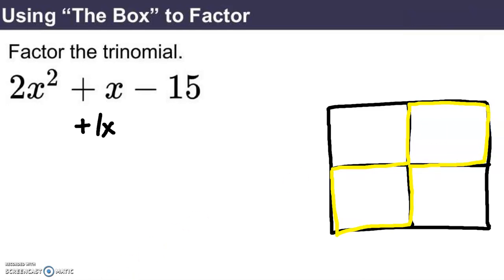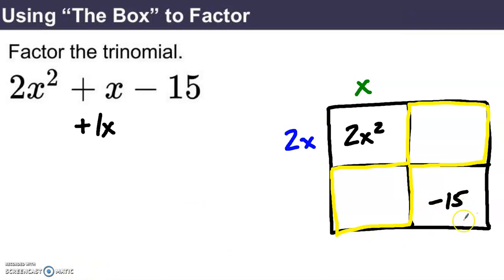So just like in the previous example, I do know that the 2x squared belongs in the upper left corner. I know that the negative 15 belongs in the bottom right corner. If I think about what goes here and here to multiply and get 2x squared, again, I've got the advantage of knowing that there's only really two numbers you can multiply together to get 2, and that's 2 and 1. So I'll put 2x here, and I'll put 1x, just x, right here.